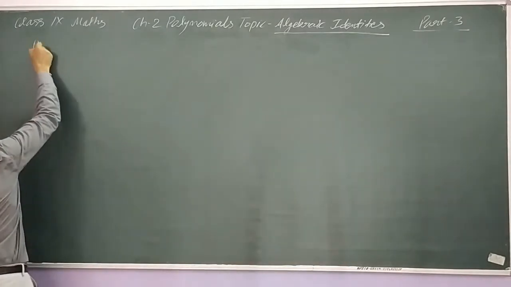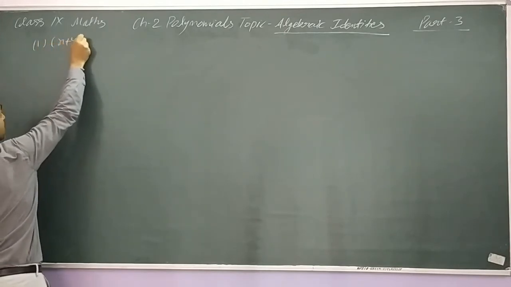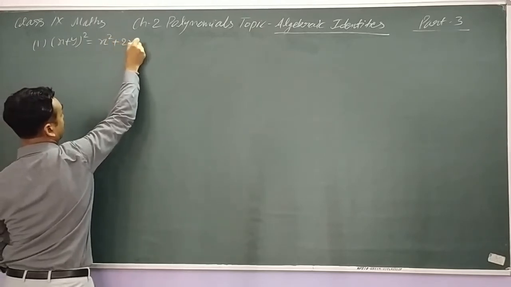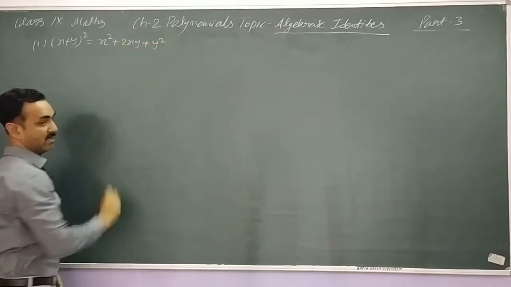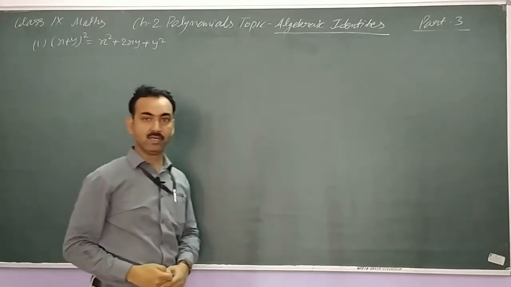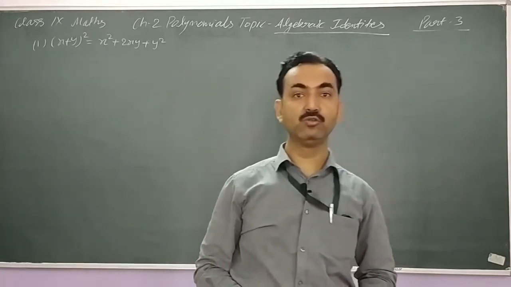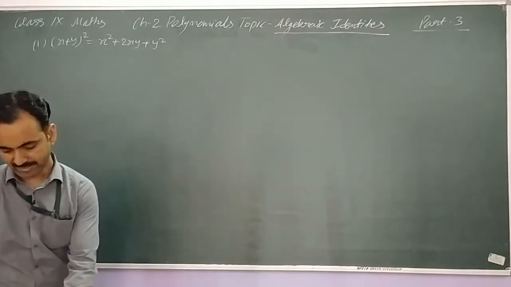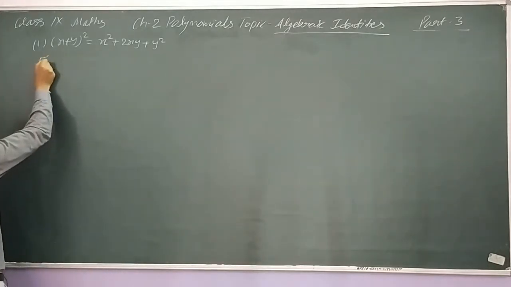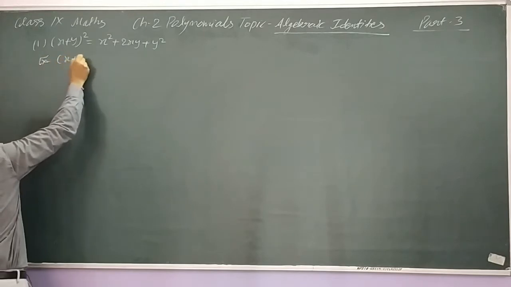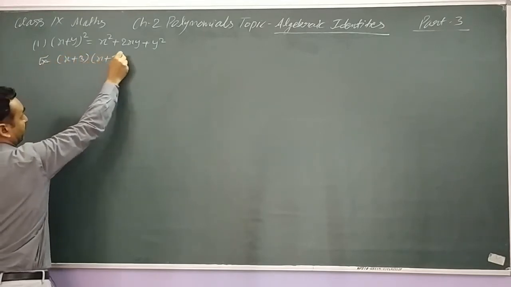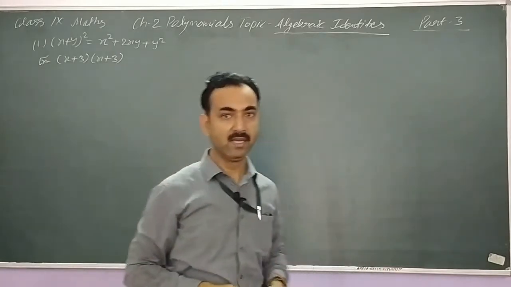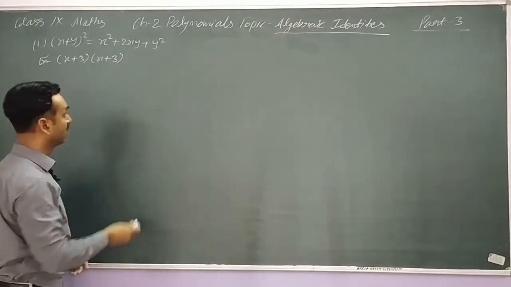The first algebraic identity is (x plus y) whole square is equal to x square plus 2xy plus y square. Actually, algebraic identities are used to make computation easy. Suppose we take an example: (x plus 3) multiply (x plus 3). This is the factor form. Now we have to find the expanded form.